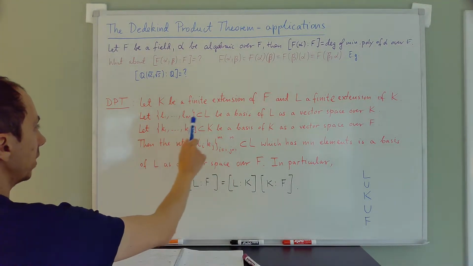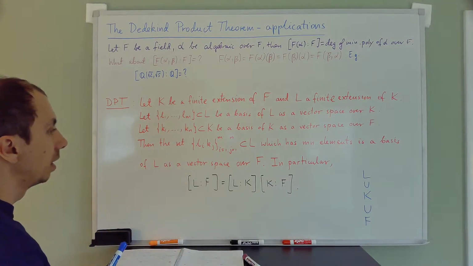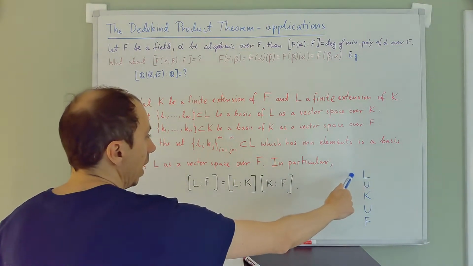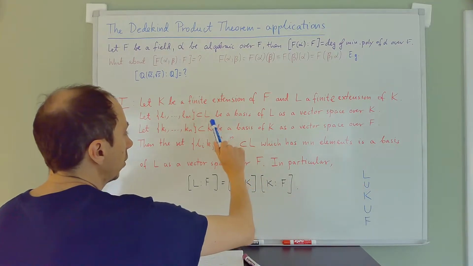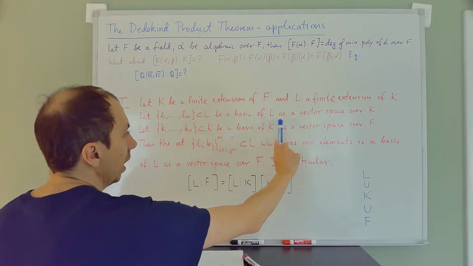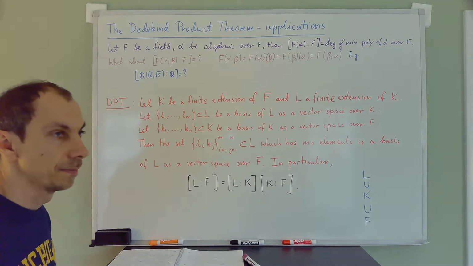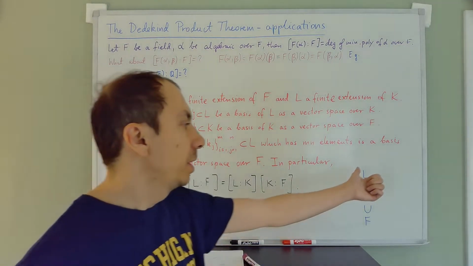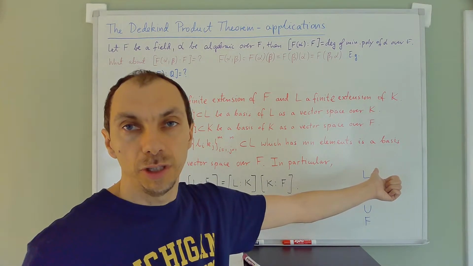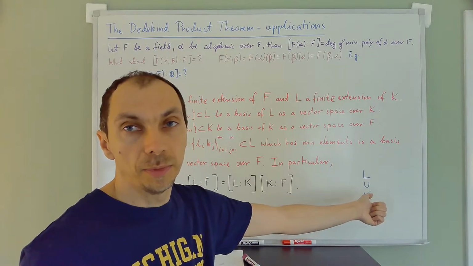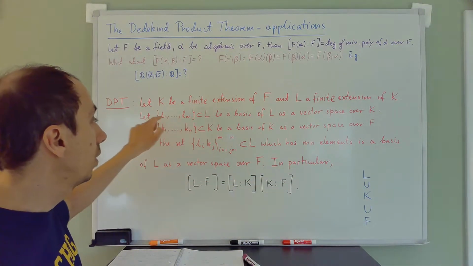Okay, so we take a basis, L1 through Lm, of the field L. So these are some elements of L. And let that be a basis of L as a vector space over K. So that means every element in L I can write in a unique way as a K-linear combination of these elements, L1 through Lm.